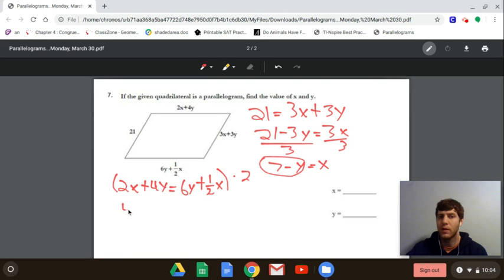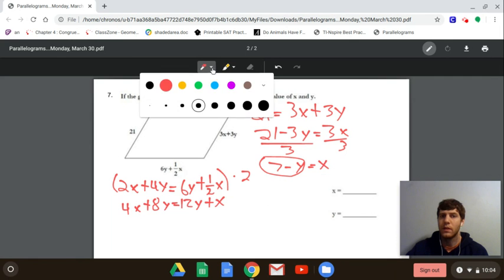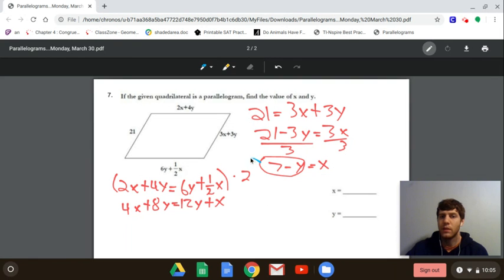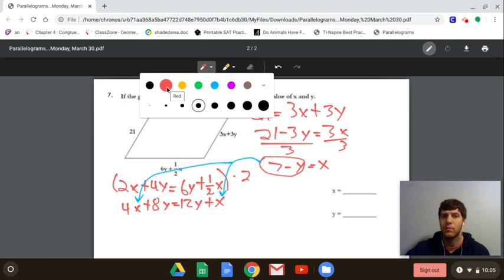So we have 4x plus 8y equals 12y plus x. Okay, we can now substitute in 7 minus y for x here and here. We're going to substitute in our 7 minus y.